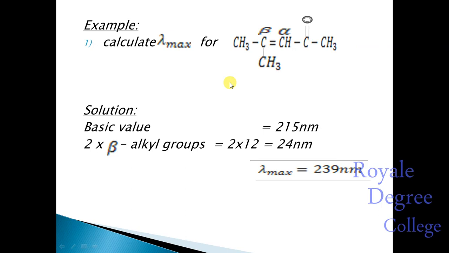Then the two beta alkyl groups. Next to the carbonyl carbon, this carbon is the alpha carbon. Next to this carbon is the beta carbon. At the beta carbon, two alkyl groups are present. Each alkyl group gives the constant value 12, so 2 times 12 gives 24 nanometer. Now we add both the values. Lambda max will be equal to 239 nanometer.